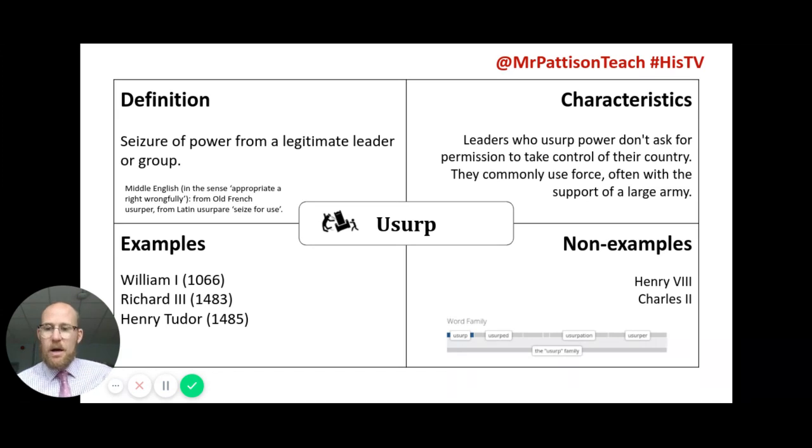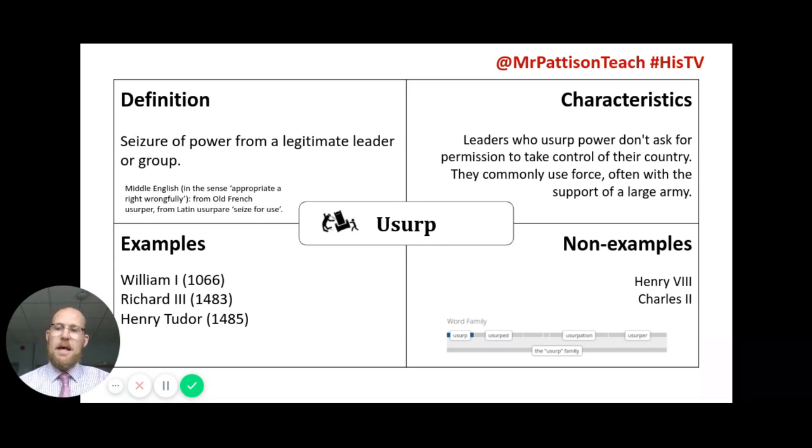So in this case, I know that my students, I use this with Year 12 this year, I know that during GCSE they looked at Saxons and Normans, so they're familiar with William the Conqueror. So William I, 1066, is a clear example of usurpation. He wasn't recognised by the Witan as the legitimate leader of England, but he took power, in this case, by force. Okay, and then I've gone on to perhaps foreshadow in this case by having Henry Tudor as part of the examples, as that was the individual we were coming on to talk about.